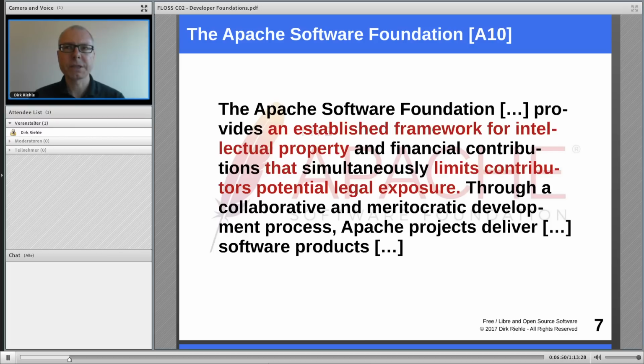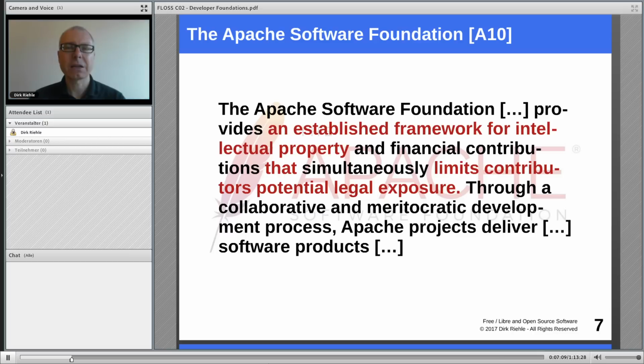So here's a statement from the Apache Software Foundation, maybe still the gold standard for open source software foundations. From its website, the Apache Software Foundation provides an established framework for intellectual property.